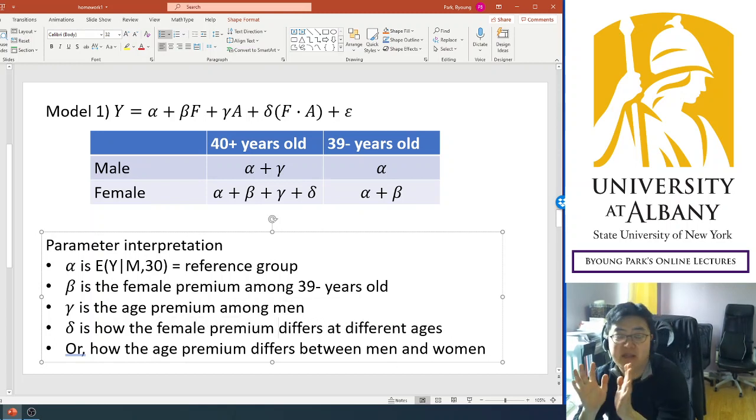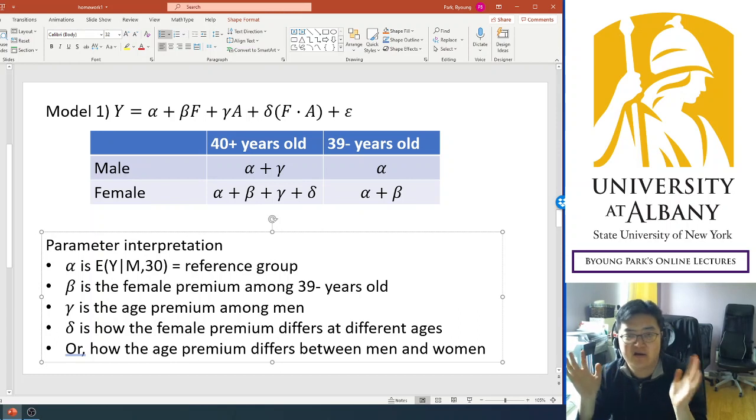So the premium can be negative. So it's value neutral. I'm not saying female is superior or inferior. It's neutral, just a statistical term. So beta is the female premium among 30 years old.